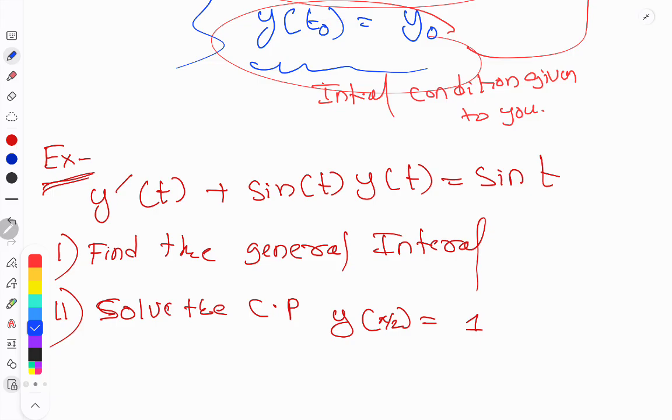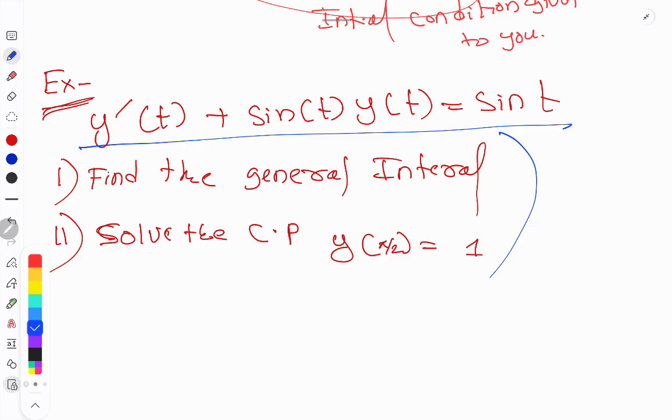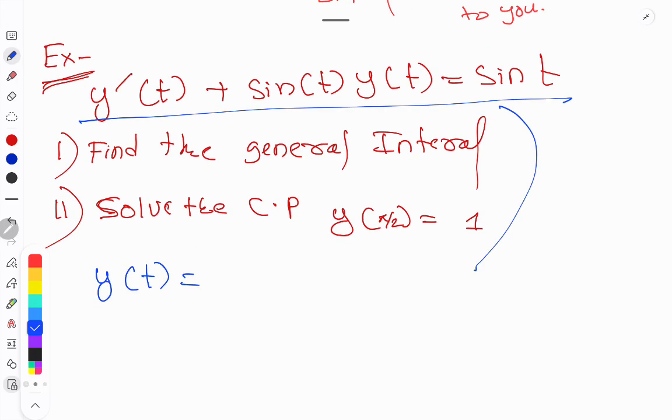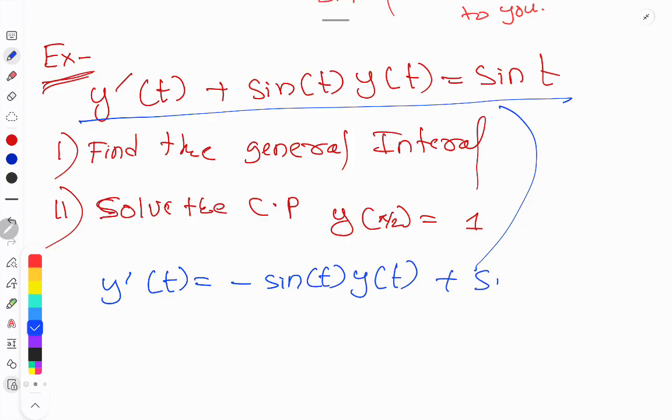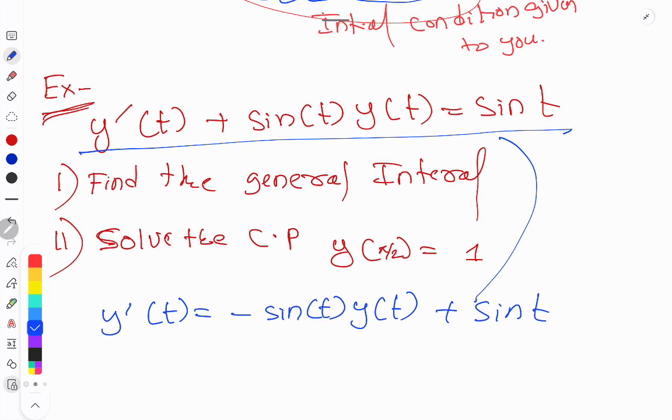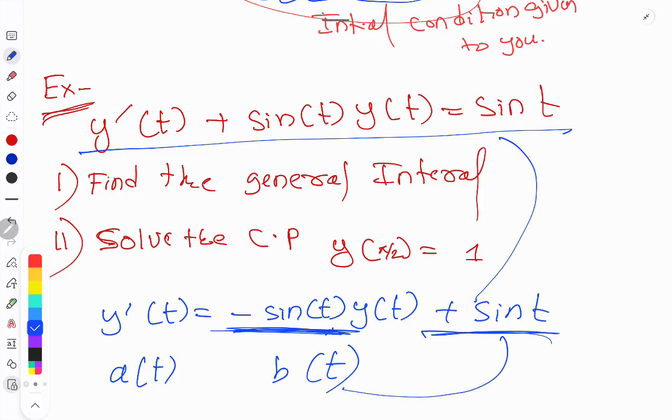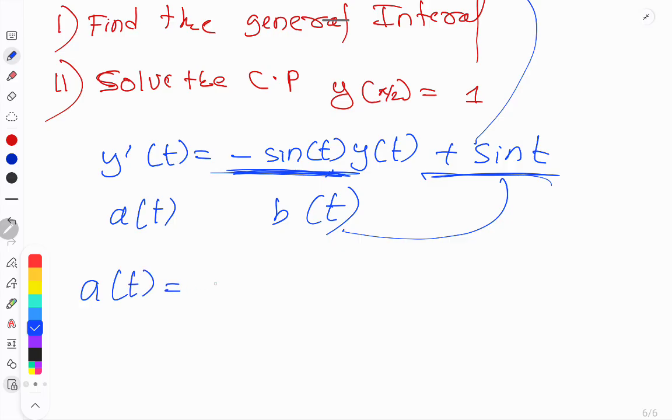Yeah, so you have this question, and this is the differential equation that was given to you, and you have to find the general integral, that is y of t. But before finding the y of t, let me bring this equation to my general form. So I can say it's negative sine t y(t) plus sine t. I just took this one to the other side, and here what is my a of t and b of t? A of t is what is multiplied with y of t, and b of t is the other one. So a of t equals negative sine t, and b of t equals positive sine t. Clear?